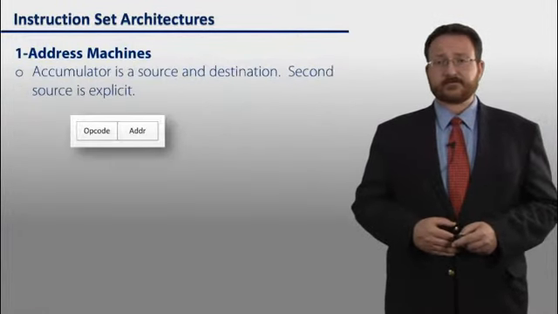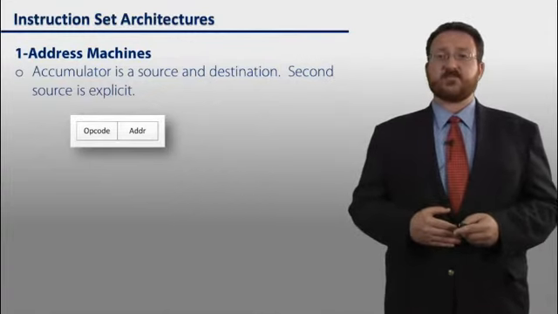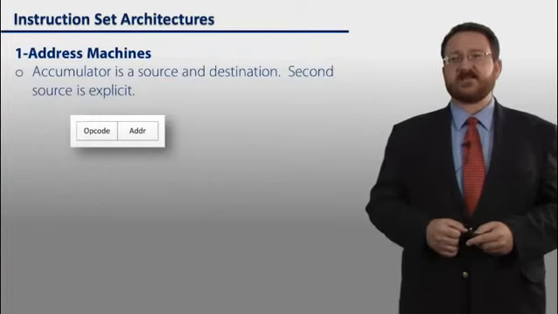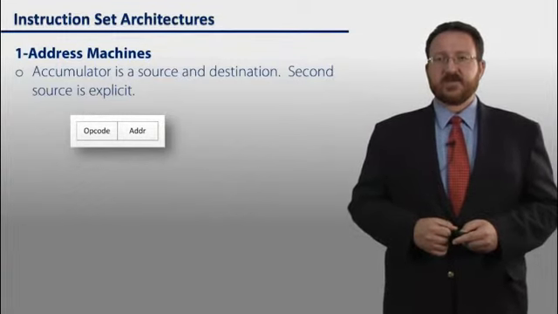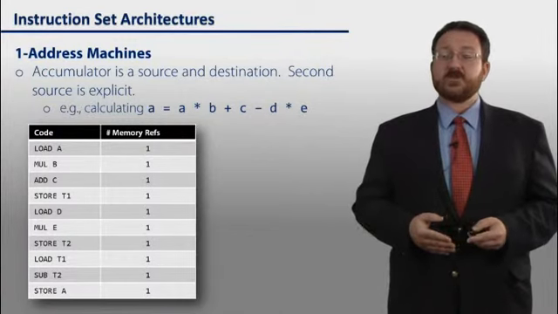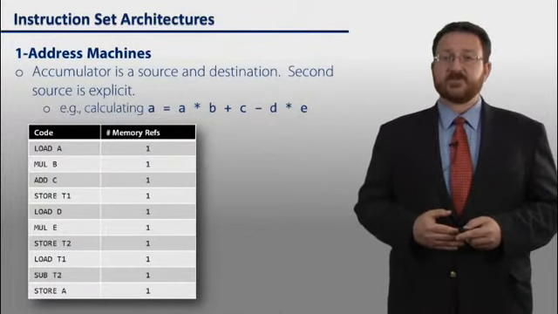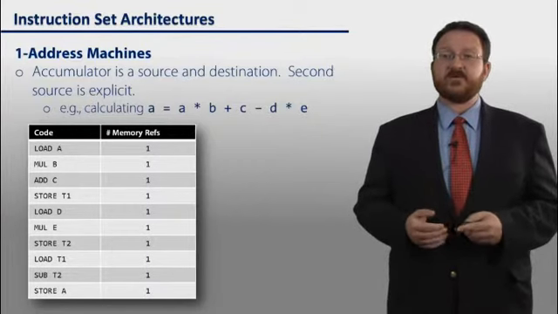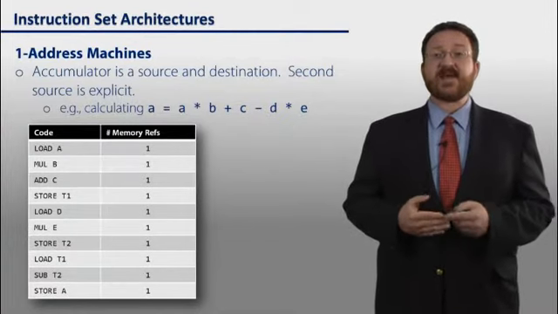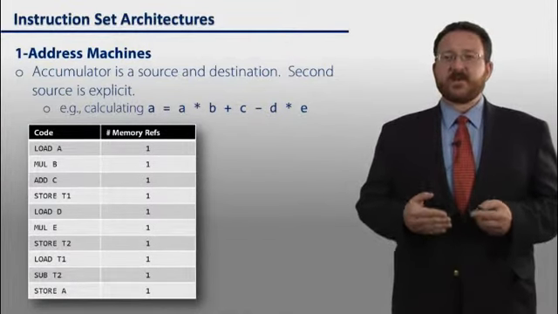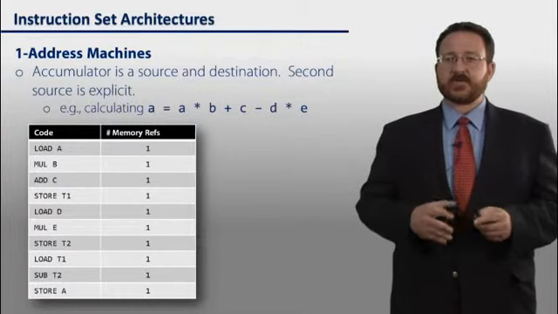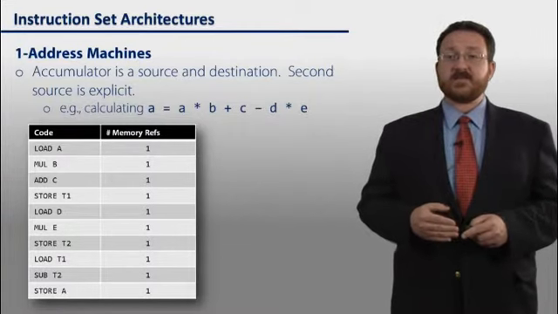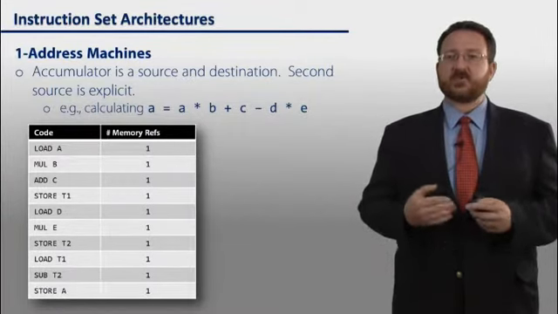A one-address machine, as mentioned previously, is an accumulator-based machine. The accumulator is one of the sources, and it's also the destination for where the operation goes. So, if we rewrite this expression using the accumulator-based assembly language, we would load A, multiply it times B, and the result A times B would go into the accumulator. We can then add C, and that result would go into the accumulator. We then are completing a temporary sub-expression, and we have to store that back into memory at T1. We can then load D, multiply by E, and store that back into T2.